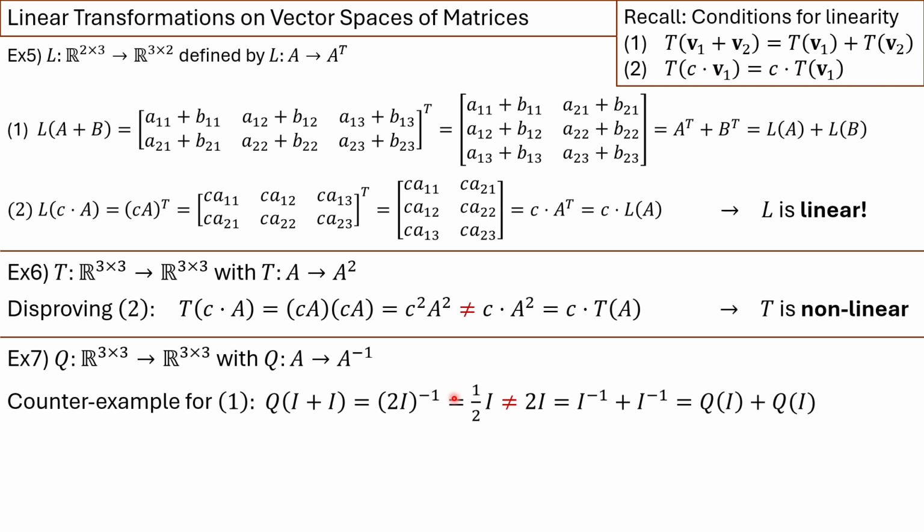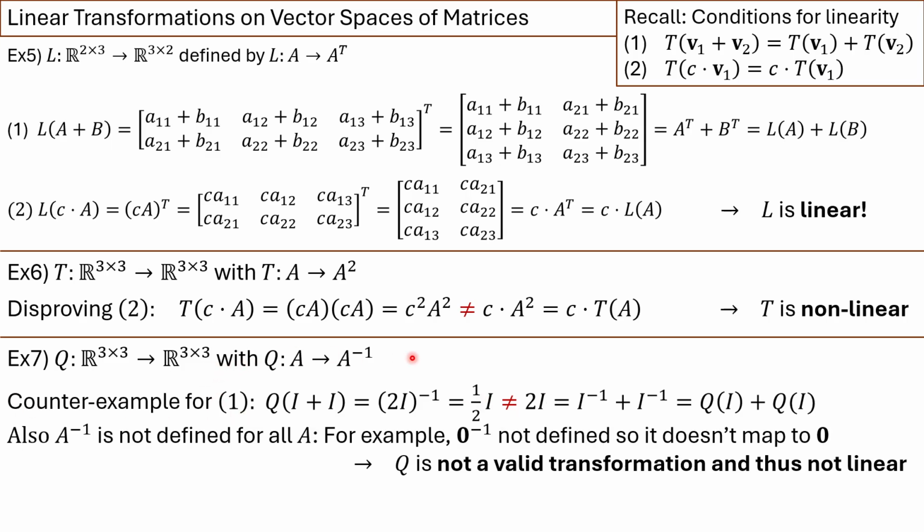It's halving every direction. So that's going to be 1/2 on the diagonal, then zeros on the off diagonal. That's 1/2 of the identity matrix. That is not what we would get if we applied the transformation independently to the identity matrices and added them together, which would give us, because the inverse of the identity matrix is the identity matrix, 2 times the identity matrix. So these are not the same result. We have a counterexample, and so the inverse is nonlinear.